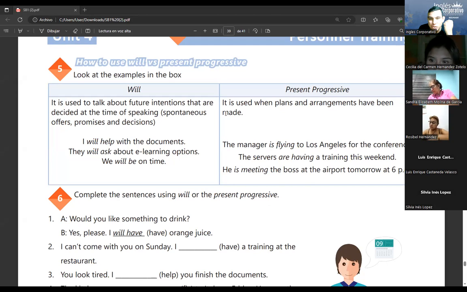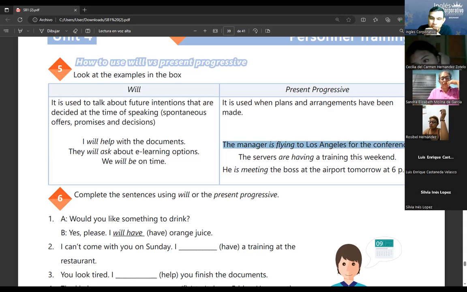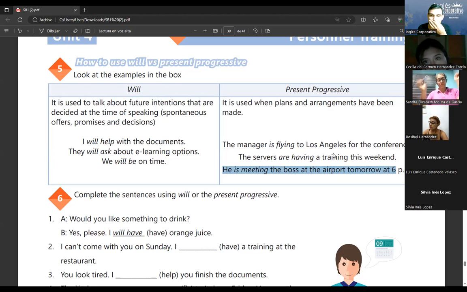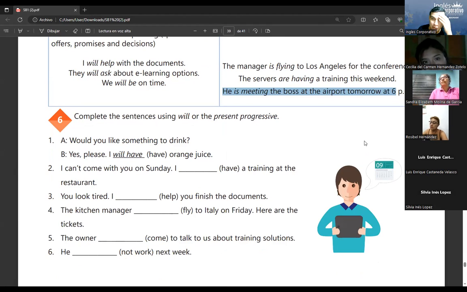And the present progressive is used when plans and arrangements have been made. Cuando los planes o arreglos, citas o reuniones ya han sido realizadas o agendadas. For example, the manager is flying to Los Angeles for the conference. The servers are having a training this weekend. He is meeting the boss at the airport tomorrow at 6 p.m. Okay. Entonces, will es como algo más espontáneo, siempre en el futuro, y el present continuo, algo ya establecido. Al igual que el be going to. Sin embargo, a la hora de hablar, uno dice si es espontáneo o si ya tiene planificado.